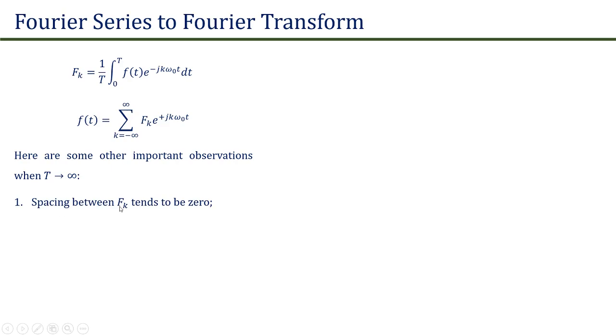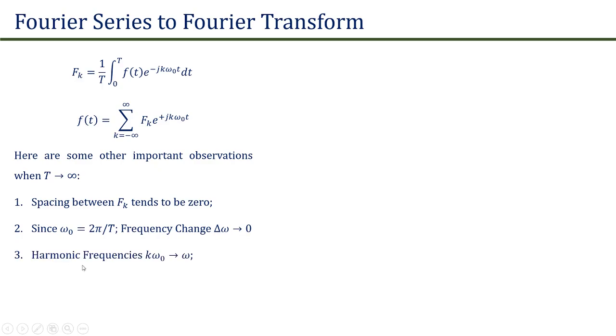First one is the spacing between F_k's tends to be 0 when T tends to infinity. Secondly, ω₀ is given as 2π/T and that tends to be 0. Therefore, the change in the frequency, that is Δω, is also tending to be 0. The harmonic frequencies given as kω₀ are also tending to be a continuous quantity written as ω. The spectrum of the signal T·F_k can also be written as a continuous quantity F(ω). Further, the frequency of the signal, that is 1/T, can be written as ω₀/2π, which can further be written as Δω/2π.